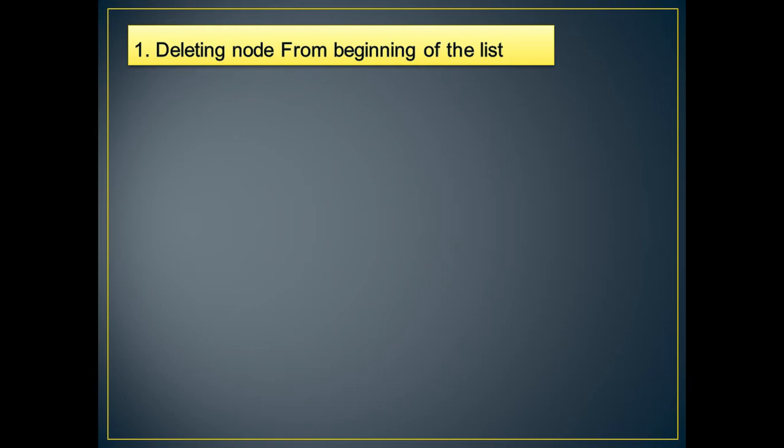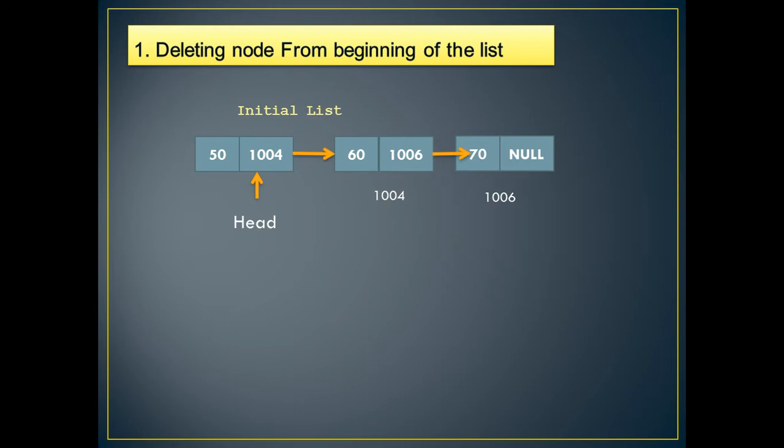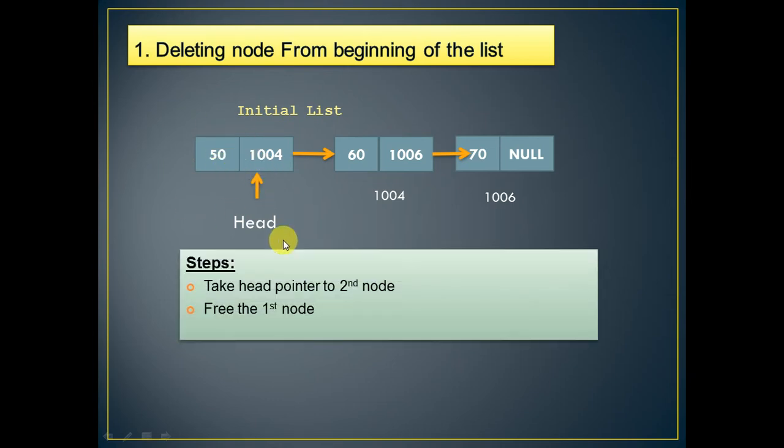For that purpose we require one initial list, and from that list we delete the first element or first node of our list. Suppose for example this is our initial list which contains three nodes: node 1, node 2 and node 3. Suppose that the data contain 50, 60 and 70, and deleting the first node from the beginning means that I want to delete this particular first node, which contains the data 50. It means I want to delete the head node.